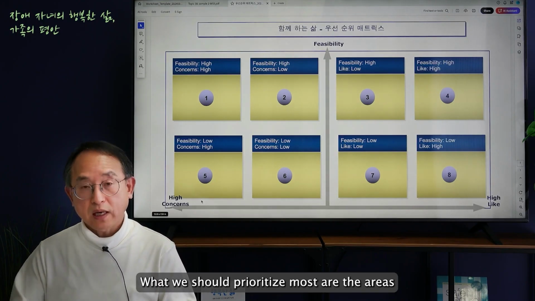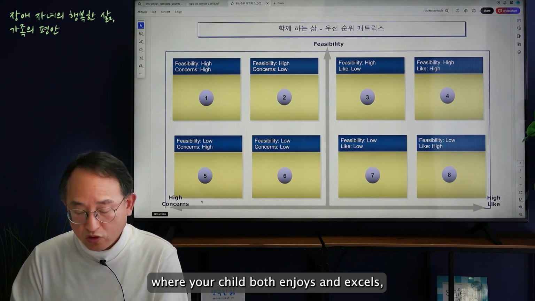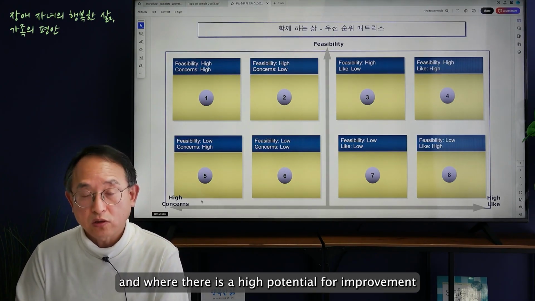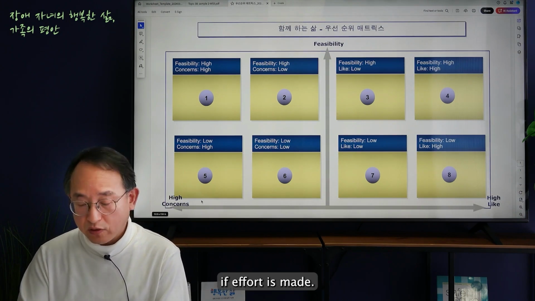What we should prioritize most are the areas where your child both enjoys and excels, and where there is a high potential for improvement if effort is made.